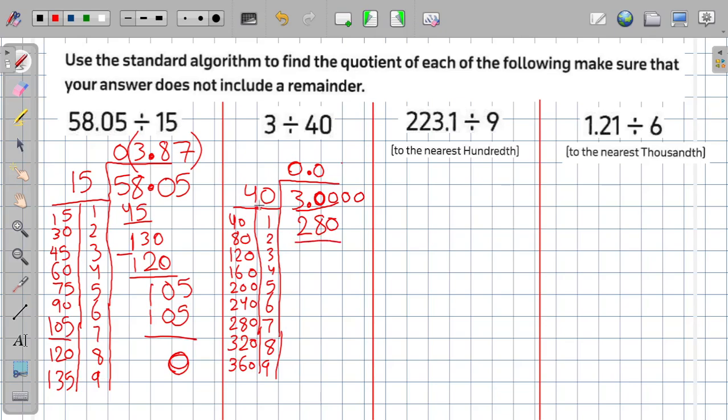280 divided by 40 equals 7. So the remainder will be 20. Next, I have another 0, so it will be 200. And 200 is in the timetable of 40. So I will take 200, and 200 divided by 40 equals 5, and the remainder will be 0. So my final result will be 0.075 or 75,000.